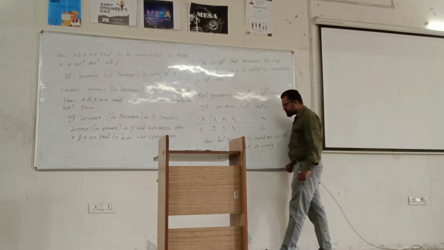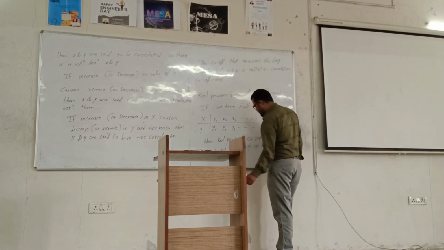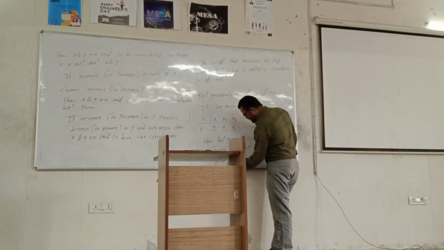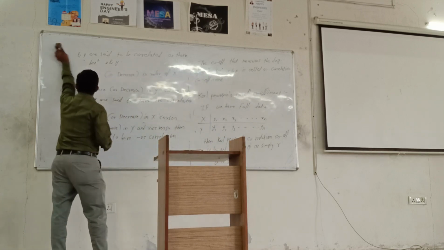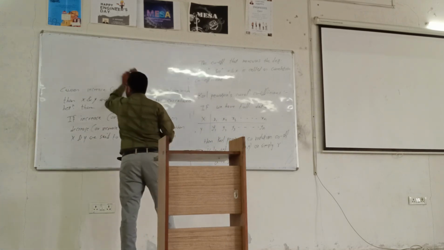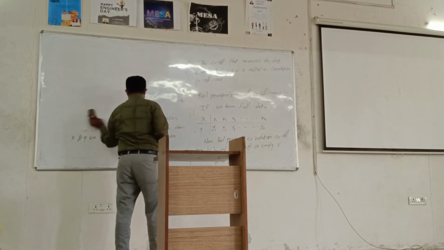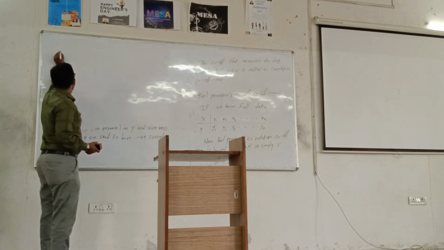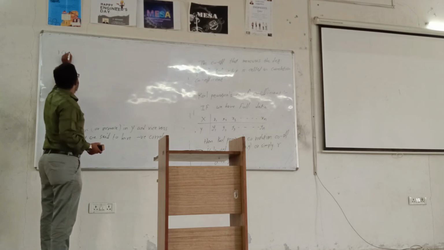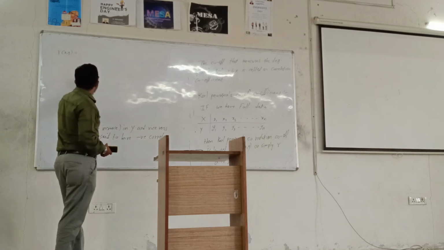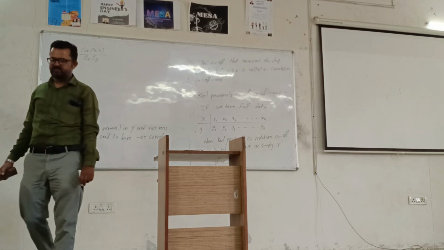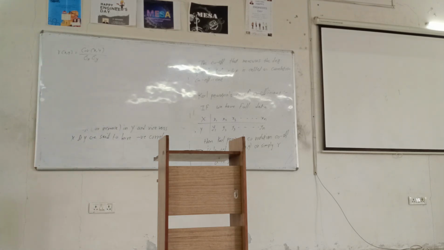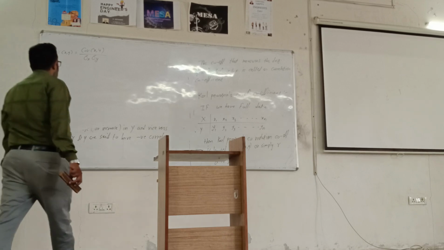So R is given by this formula. R of x comma y equals covariance of x comma y upon standard deviation of x times standard deviation of y. Sigma x and sigma y are the standard deviations.